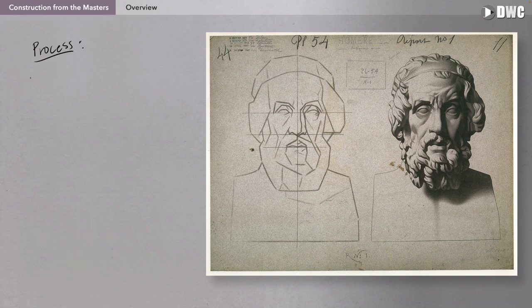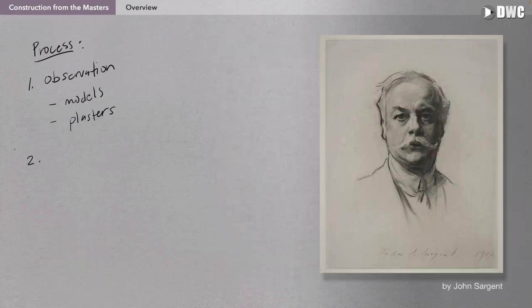We draw from observation, and that's generally from models, real life models, plasters, which are sculptures, and part of the training is we copy master artists. Now, of course, you have probably heard this many, many times, but there are ways to do it more effectively than merely just sitting down and blindly copying. You want to be very thoughtful about it, and there is a process to it. So we'll talk about that today.